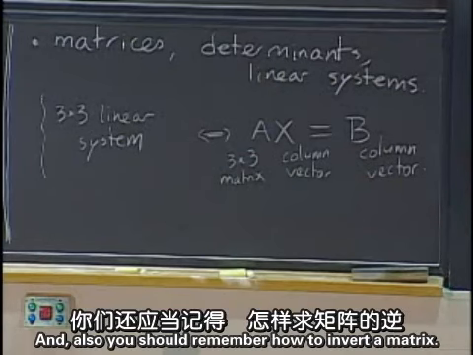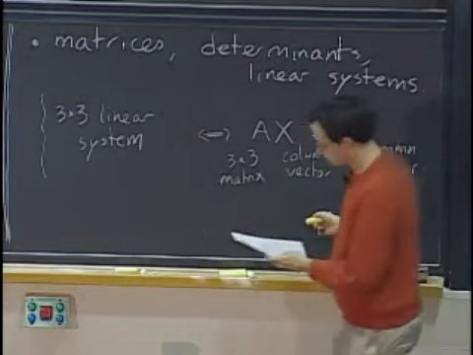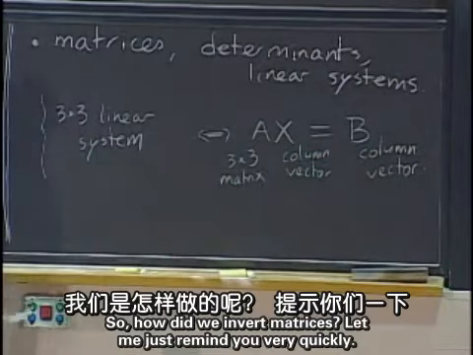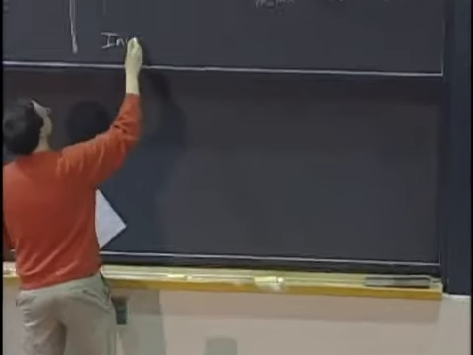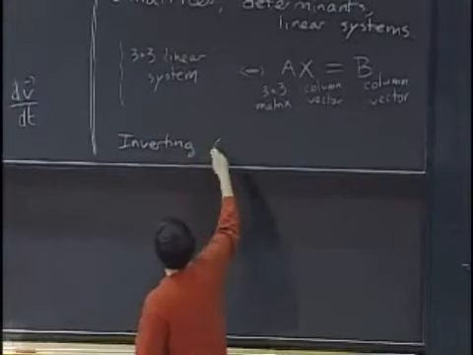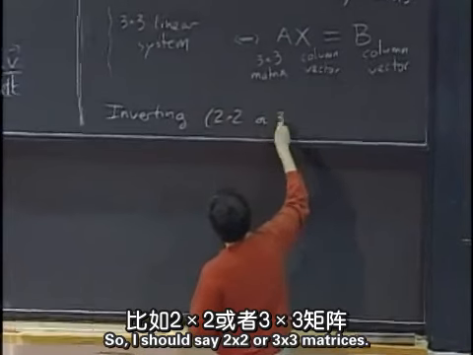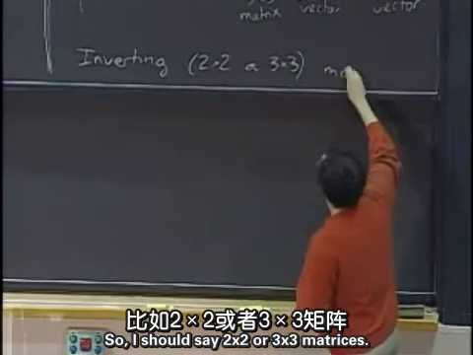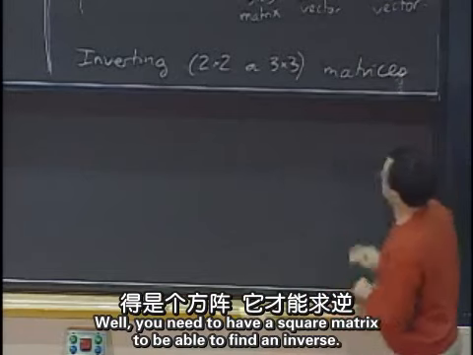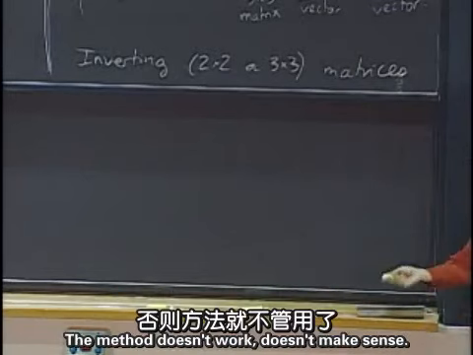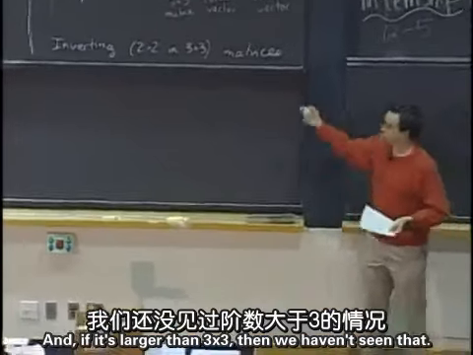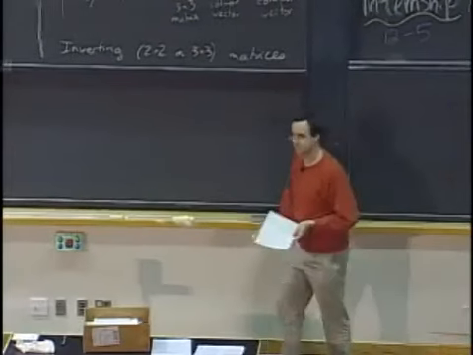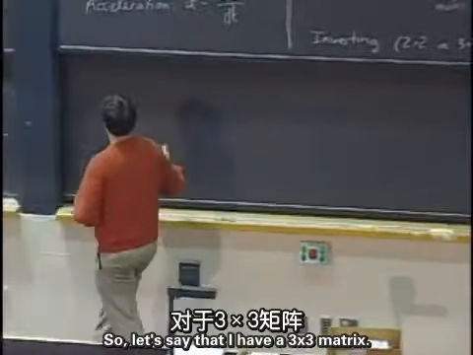And also, you should remember how to invert a matrix. So, how did we invert matrices? Let me just remind you very quickly. So, if we say 2 by 2 or 3 by 3 matrices, well, you need to have a square matrix to be able to find an inverse. The method doesn't work, doesn't make sense otherwise, then the concept of inverse doesn't work. And if it's larger than 3 by 3, then we haven't seen that. So let's say that I have a 3 by 3 matrix.